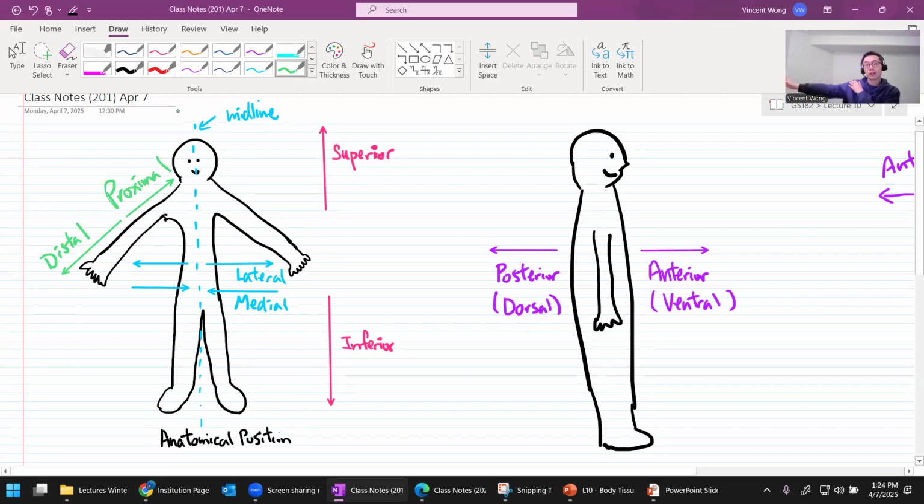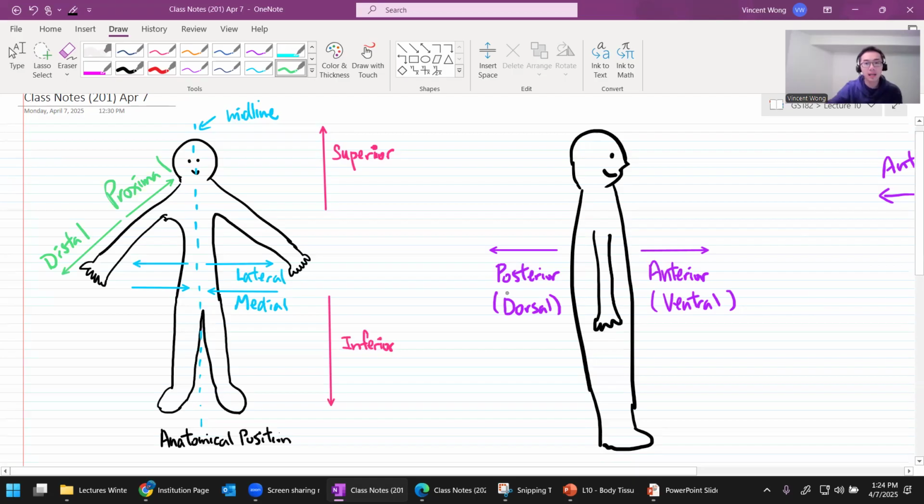Right, so the joint for the arm is the shoulder. If it's closer to the shoulder, then it's proximal. If it's further away from the shoulder, then it's distal. For example, your fingers will be distal to your elbow. Distal to your elbow. Your wrist would be proximal because it's closer to the joint than your fingers.